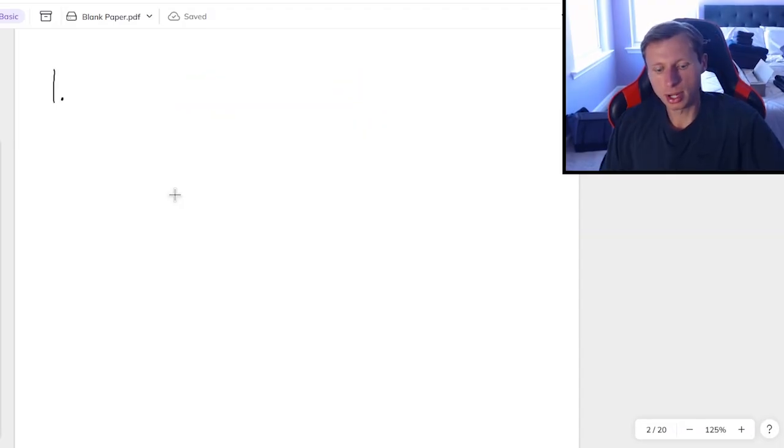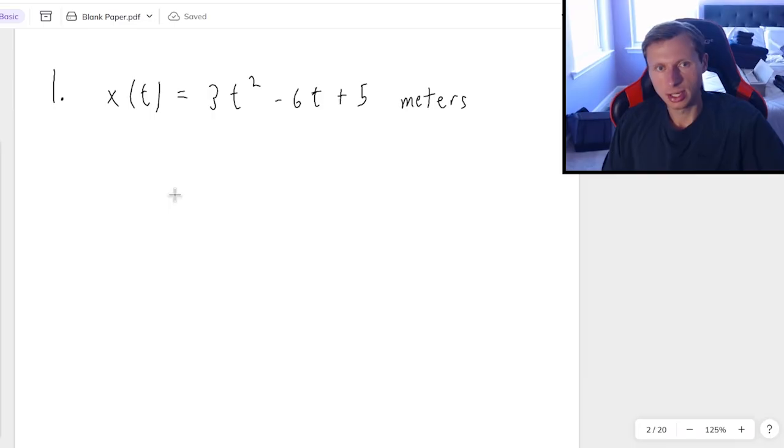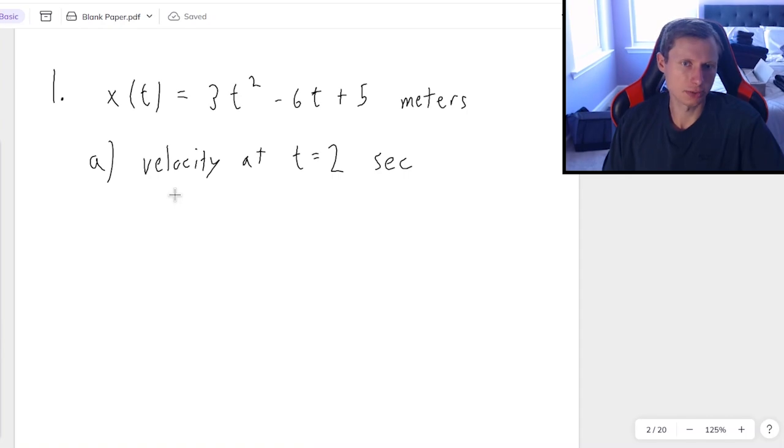Let's say for my first problem, I have a position function, x of t, which is equal to 3t squared minus 6t plus 5. The units will be meters. And let me ask a three-part question now. Part A, I want you to find the velocity at time t equals 2 seconds. And I guess we'll just start with this before I give you parts B and C.